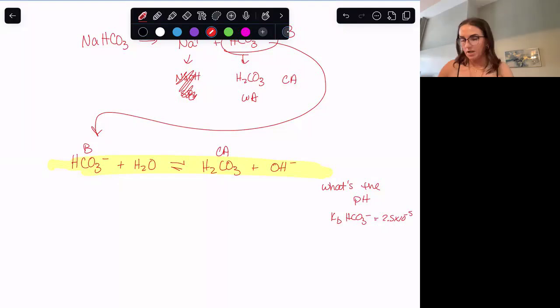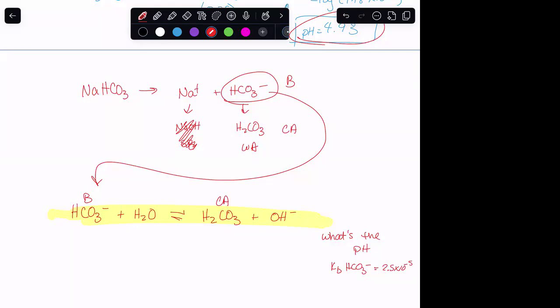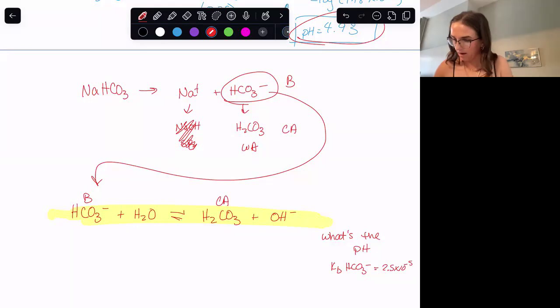Sure, okay. So, going back to our salt, what is NaHCO3? Did we say that that was an acidic or basic salt? Is it acidic? Right, let's look at what it came from. So we had NaOH and H2CO3.